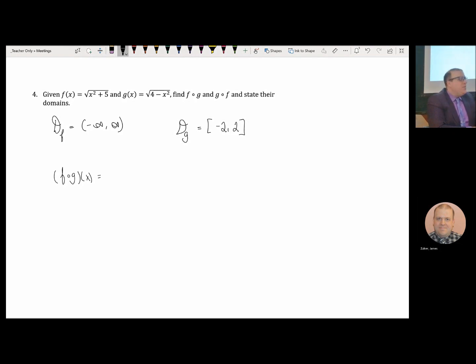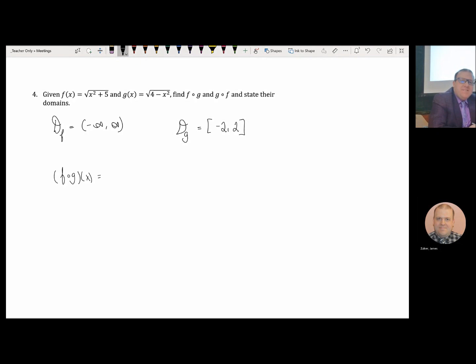Well, it's everything between -2 and 2. So it's 0, it's 2, right? So because it can equal 0, that's why they're included. But everything in between -2 and 2 will give you a positive number under the square root, right? Which is what we need to have.